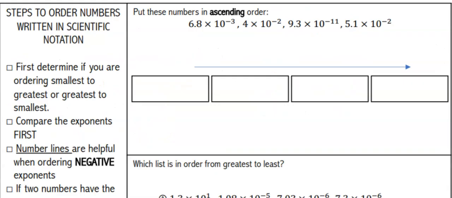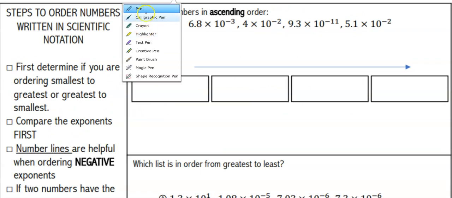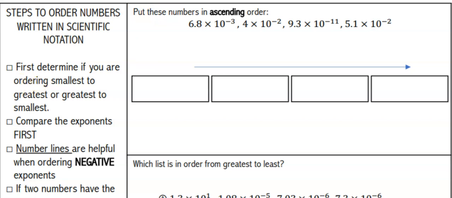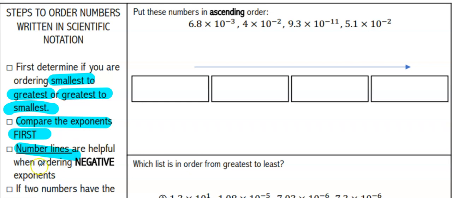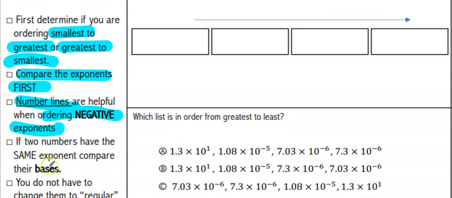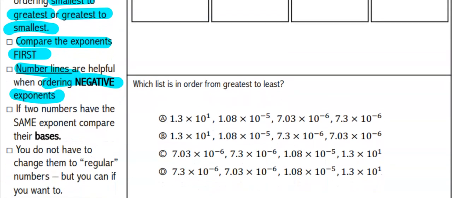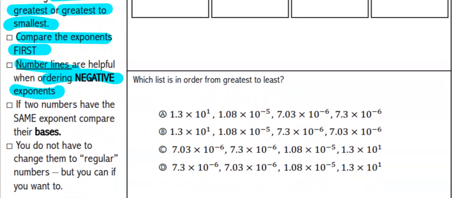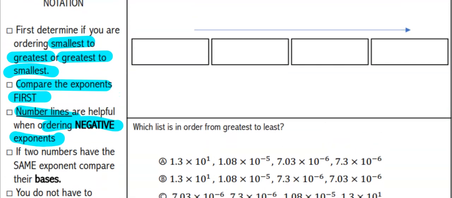So now we're going to talk about how we compare and order numbers in scientific notation. The first step, just like before with rational numbers, is to determine whether you're ordering smallest to greatest or greatest to smallest. The very first thing you do is compare the exponents. Use number lines if you're having trouble ordering the negative exponents. And then if two numbers have the same exponents, you're going to look at their bases, also called the coefficient. You don't have to change them to regular numbers, but you can if you want to.